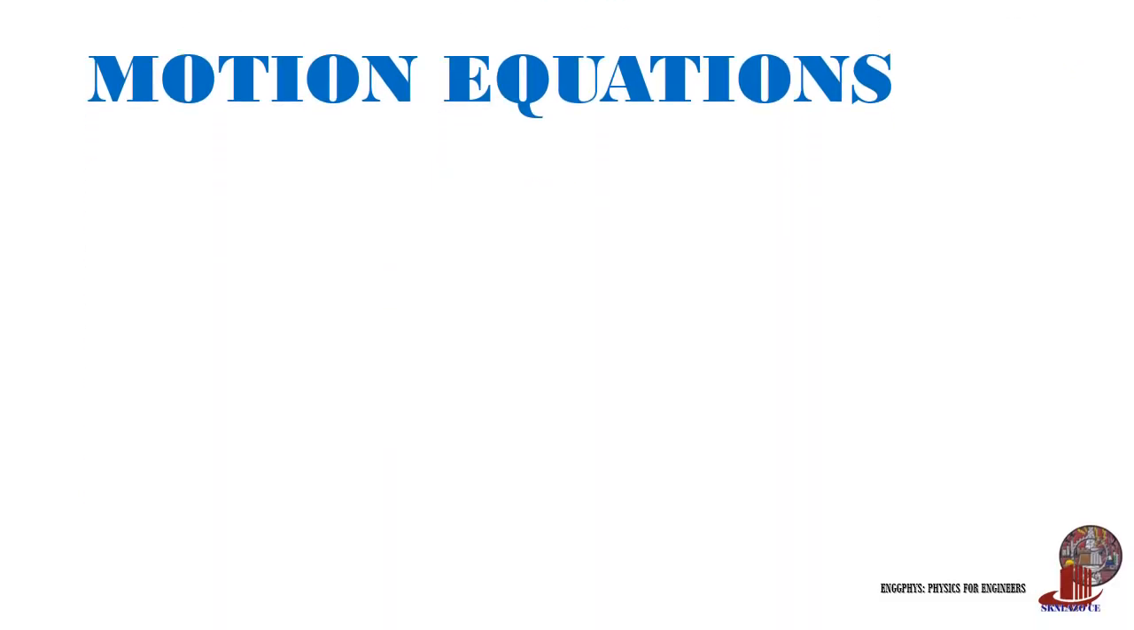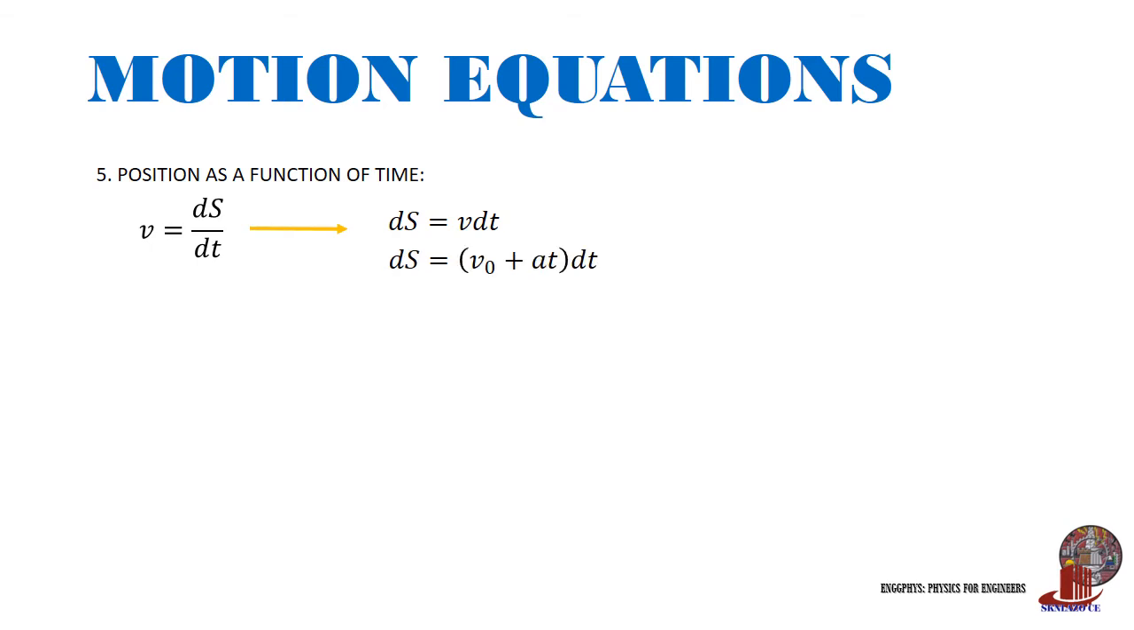The fifth equation is solving for position as a function of time. Based on the basic equation of velocity, we convert it into ds is equal to v dt, where velocity has been derived earlier as the initial velocity plus at. Integrate both sides with their respective limits, taking note that the initial velocity and acceleration are considered constants.